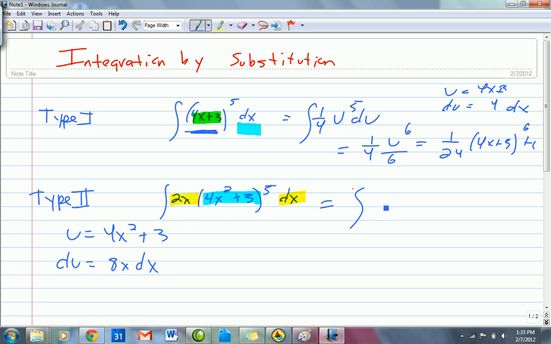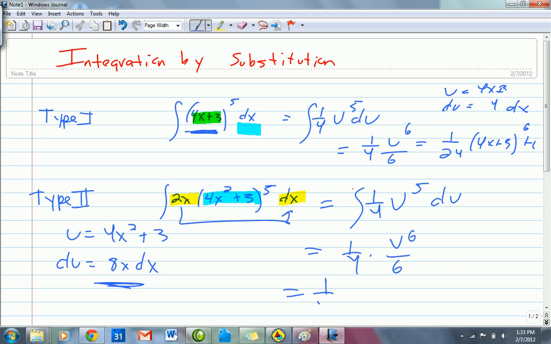So I'm going to just replace that through my substitution. 4x squared plus 3 to the fifth ends up being u to the fifth. And the 2x dx ends up being not exactly du, but a fourth of what du is. Okay, and so now I'm able to integrate that. It's a fourth times u to the 6 over 6, which is going to be a fourth times, put my u back in, 4x squared plus 3 to the 6 plus my constant of integration. Whoop, that should be 24. 4 times 6, 24.